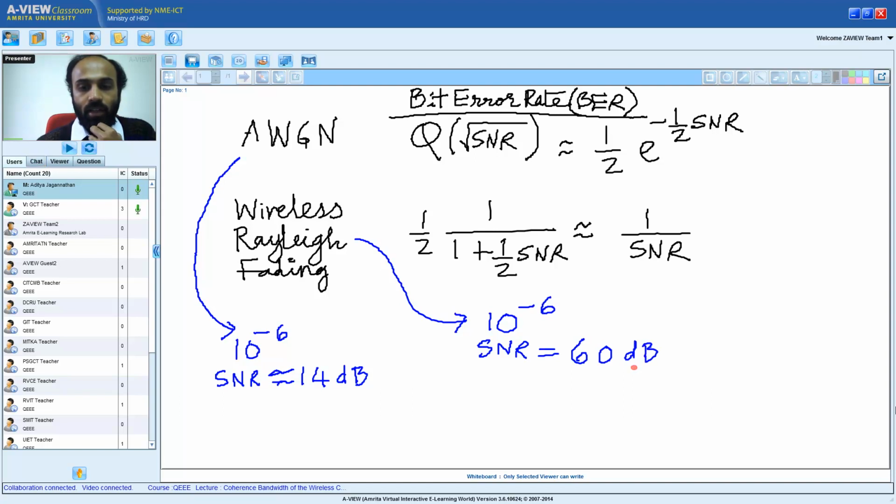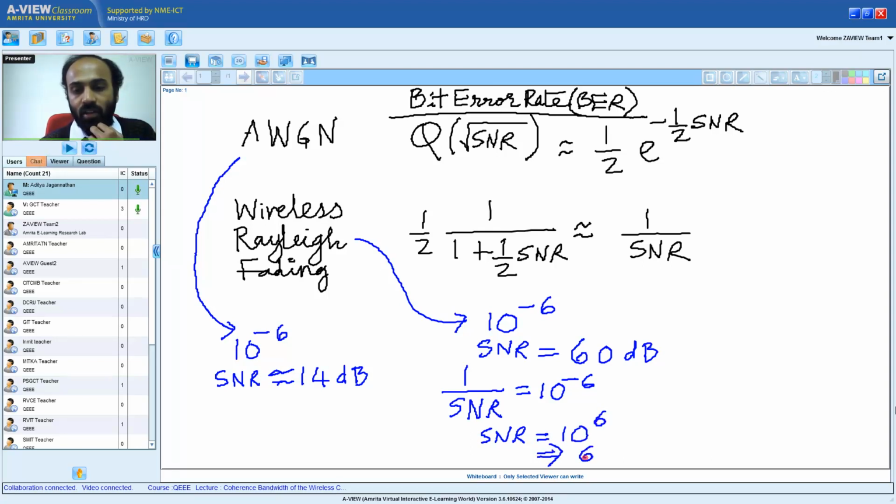PSG, I am getting the answer. Yeah, 60 dB. That is because, let me just briefly illustrate the calculation. If 1 over SNR equals 10 to the power of minus 6, then SNR equals 10 to the power of 6, which in dB is 60 dB of SNR required.